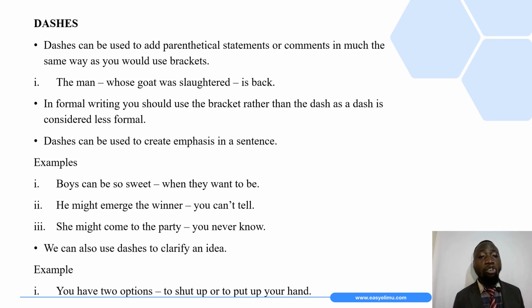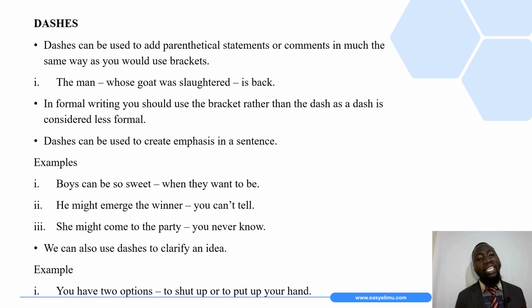Dashes can be used to add parenthetical statements or comments in much the same way as someone would use brackets. Remember, we can use brackets to give additional information in a sentence. In the same way, we can also use dashes to do the same. So study the example that we have here: The man, dash, whose goat was slaughtered, dash, is back. The man whose goat was slaughtered is back.